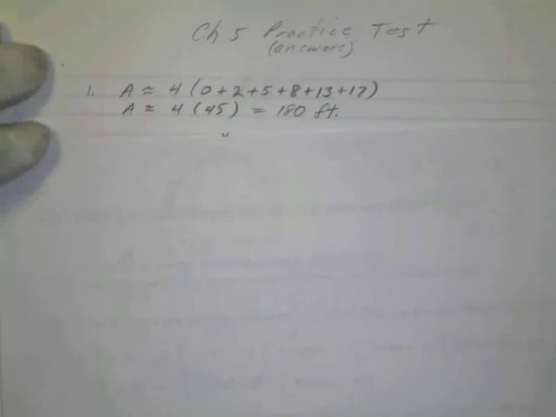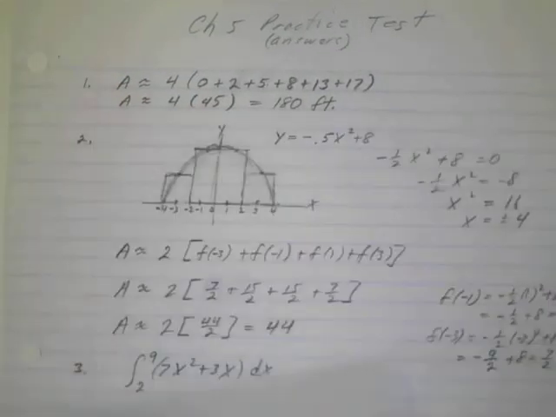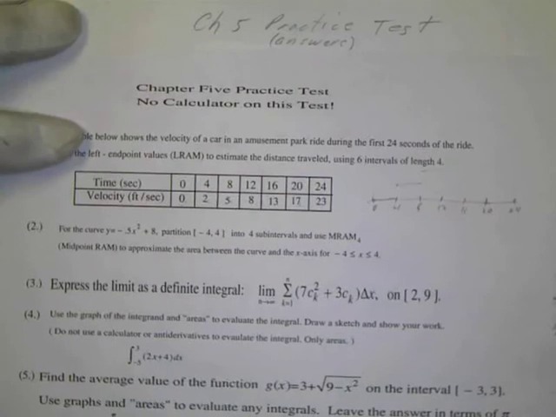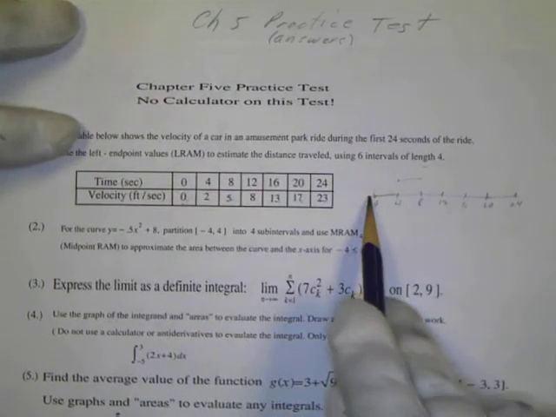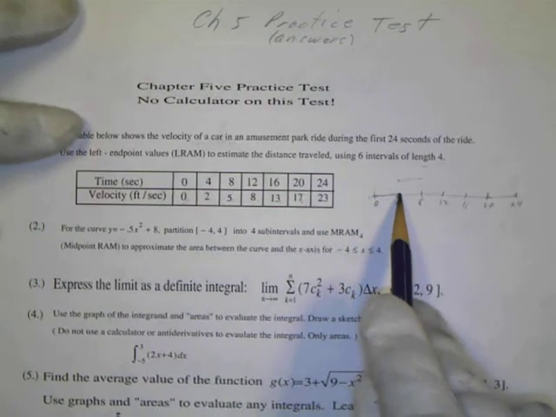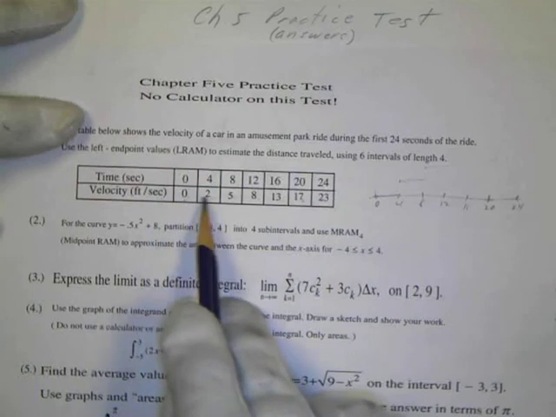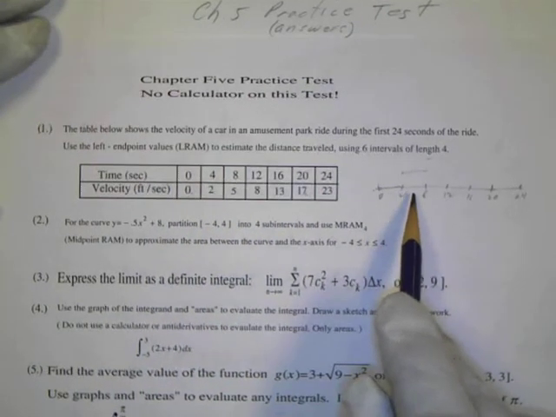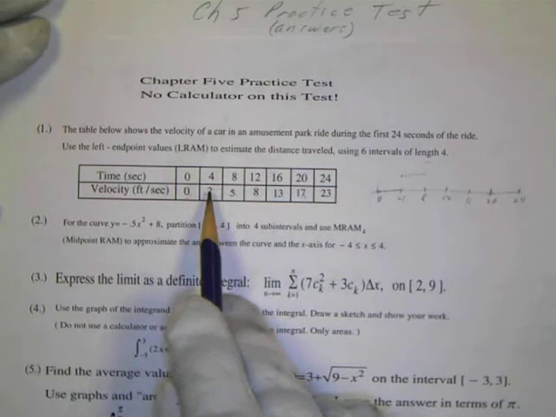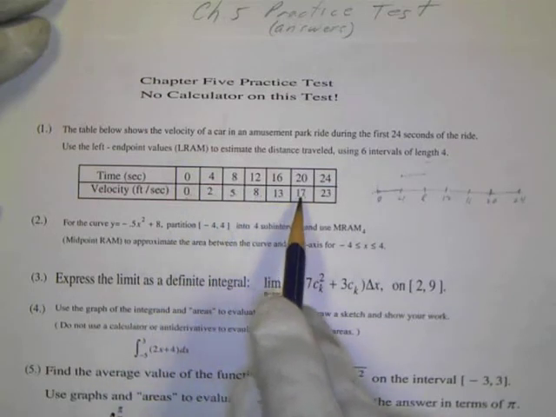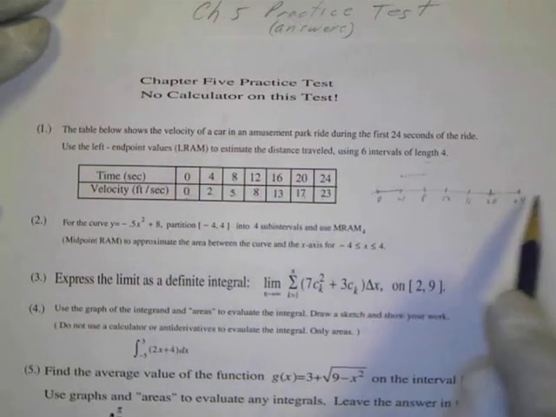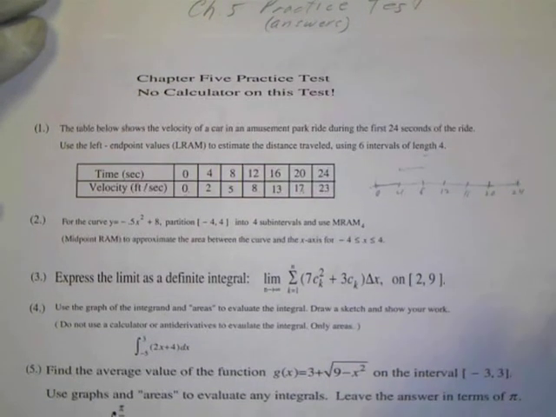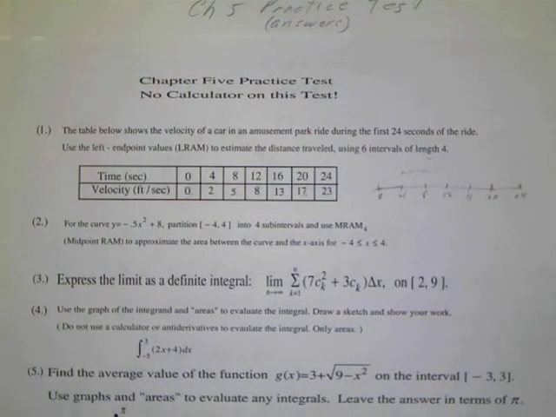Now you could draw a sketch and you could put these in if you wanted to see those, but all you really have to do is draw just a number line like this. And you know that you're going to use those left endpoints, so those altitudes will be given by this. So this would be 0, 2, 5, 8, 13, and 17. Now if I was going to use an RRAM, then I would be using these 2, 5, 8, 13, 17, and 23. And that would be probably an overestimate of my area, which would give me my total distance traveled. All right?